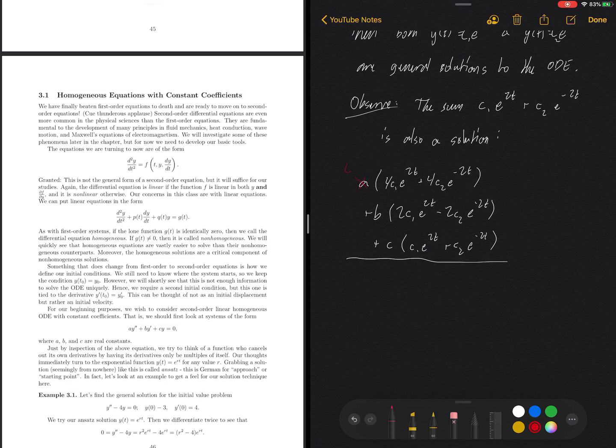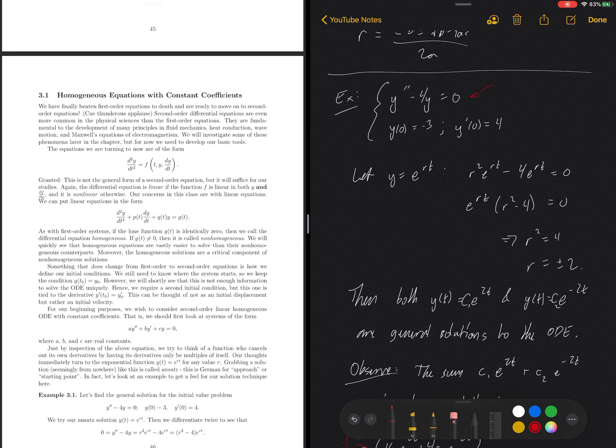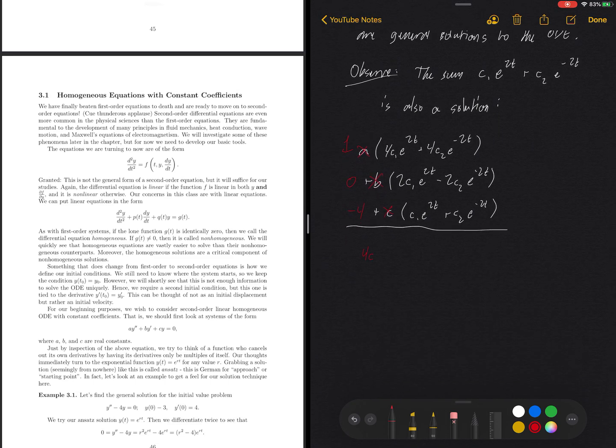I'll group up my e to the 2t terms and show you that I have, what, 4a, well, what's a? A is equal to 4. No, sorry, a is equal to 1. B is equal to 0. And c is equal to minus 4. Okay, and we know that from up here. All right, so we get 4c1 e to the 2t minus 4c1 e to the 2t, and 4c2 e to the minus 2t, and then minus another 4c2 e to the minus 2t. And sure enough, that gets me the 0 that I was looking for.